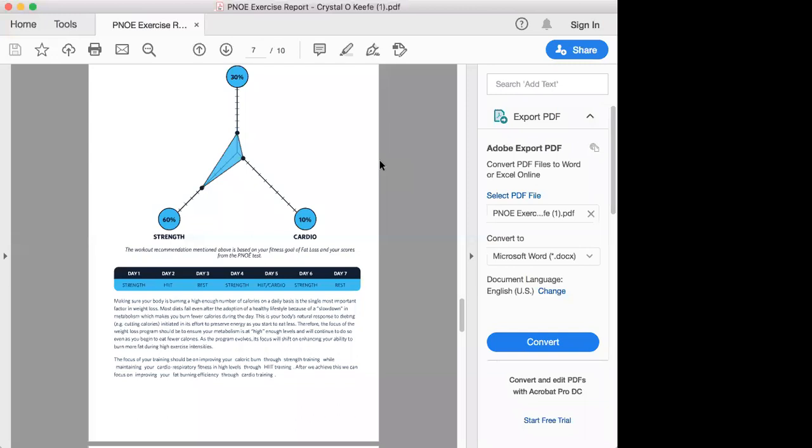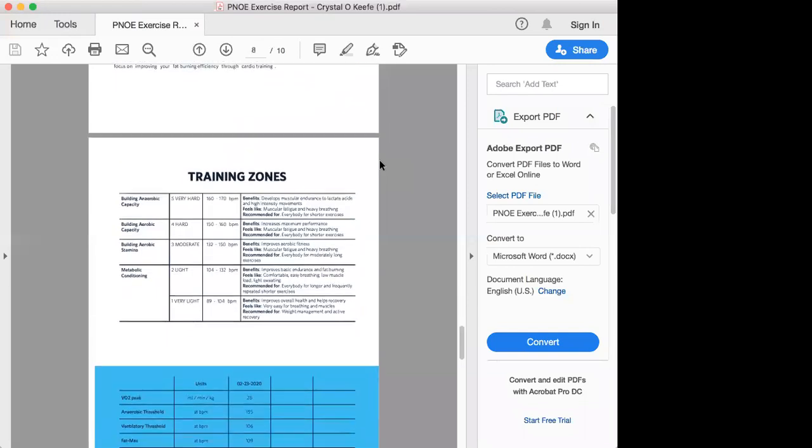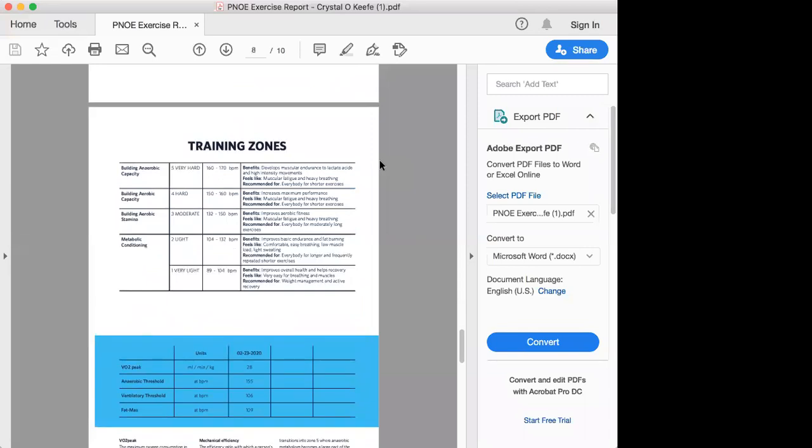And then with regards to your training zones, which will inform your cardio and HIIT, training zones are not for strength training. They cannot be applied there. These zones are for your cardio training. So what you do with your Peloton.